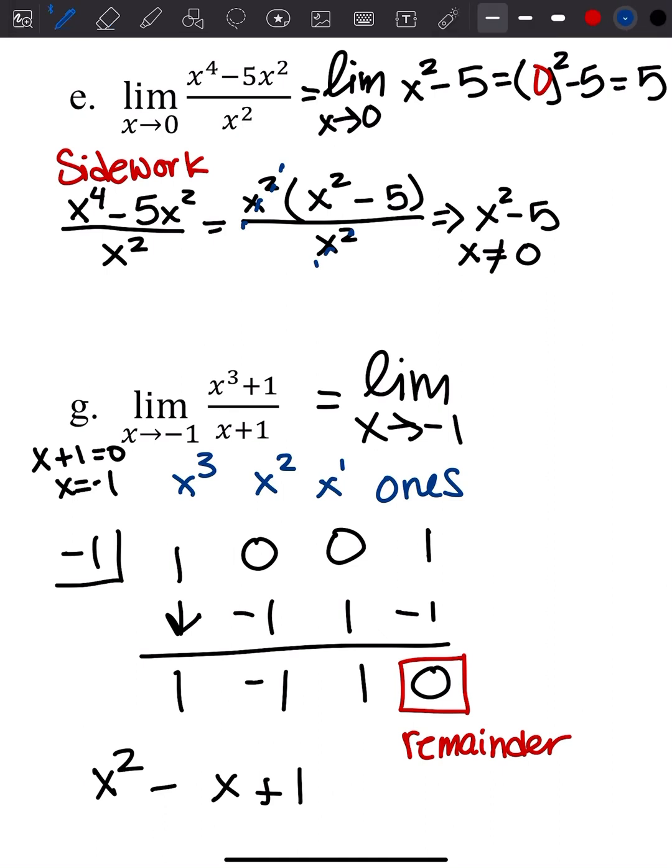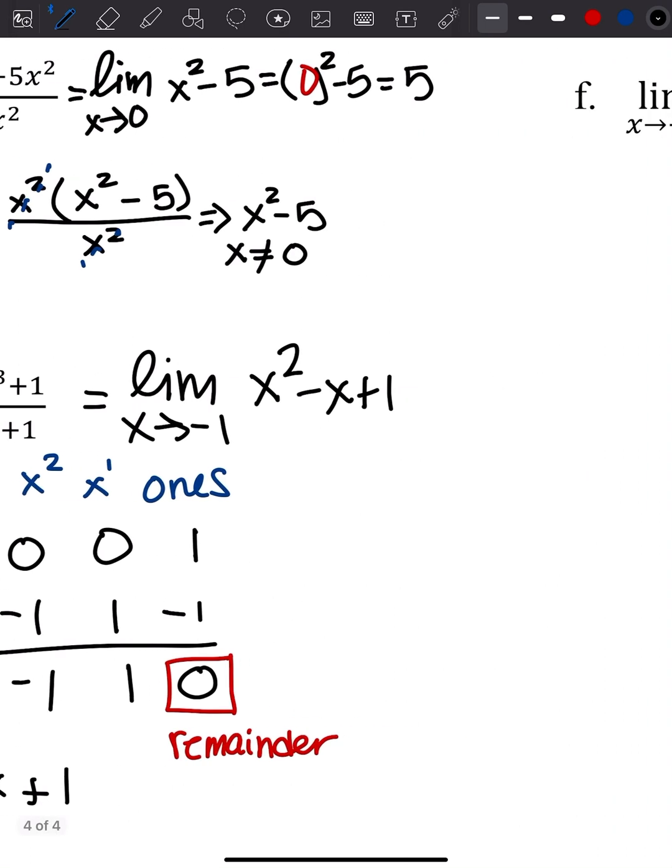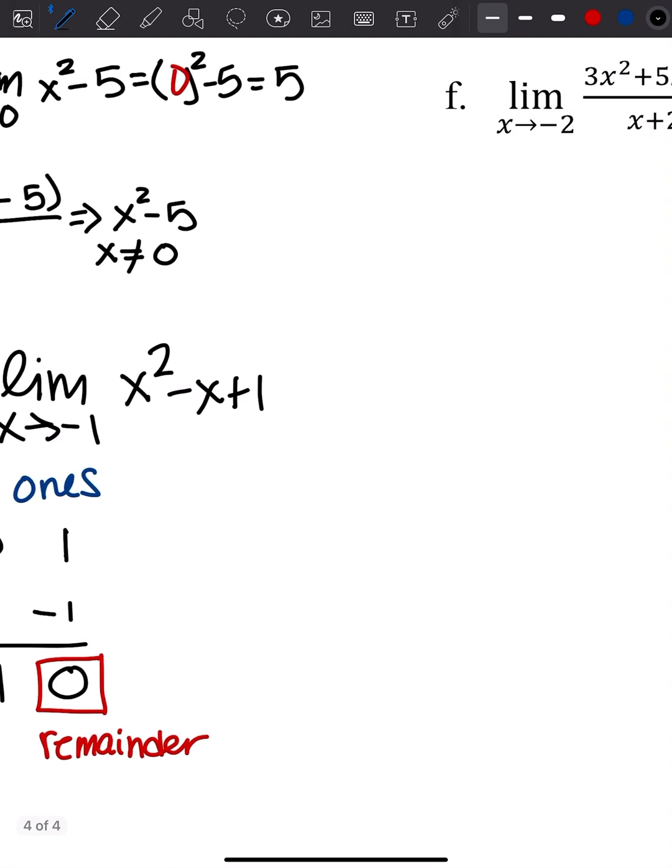So we have done the division. We got an answer of this new function. So I am going to write that down. So we have the limit as x approaches negative 1 of x squared minus x plus 1. And now we're going to use direct substitution. So we're going to go ahead and plug in negative 1 into our answer. So negative 1 squared minus negative 1 plus 1.